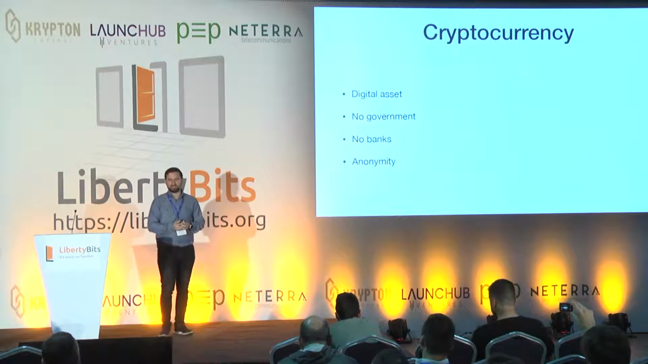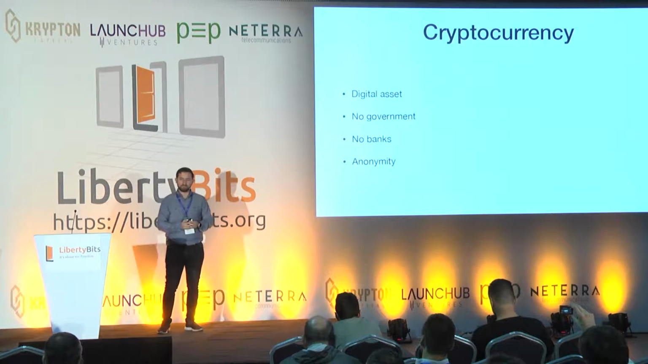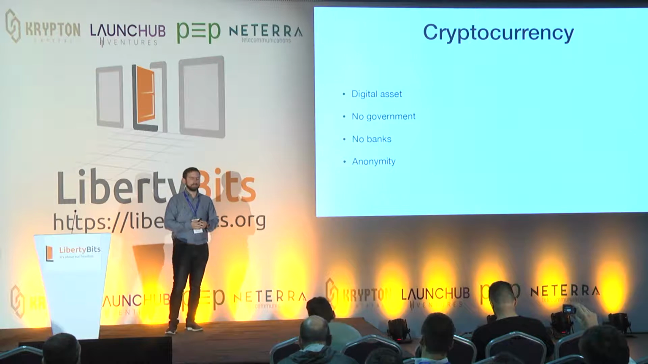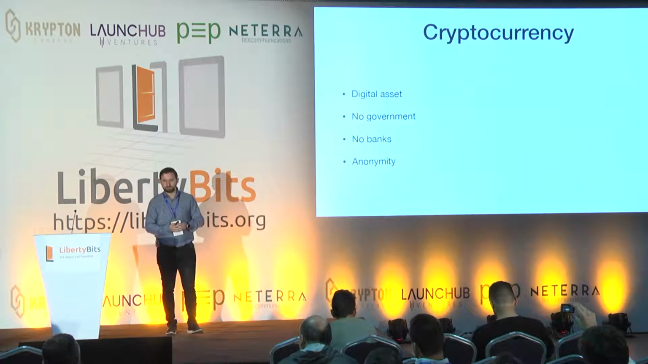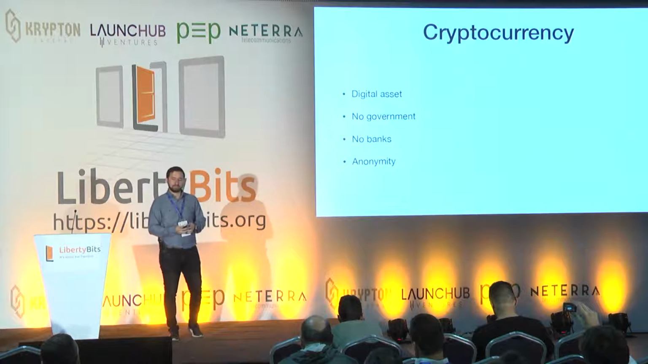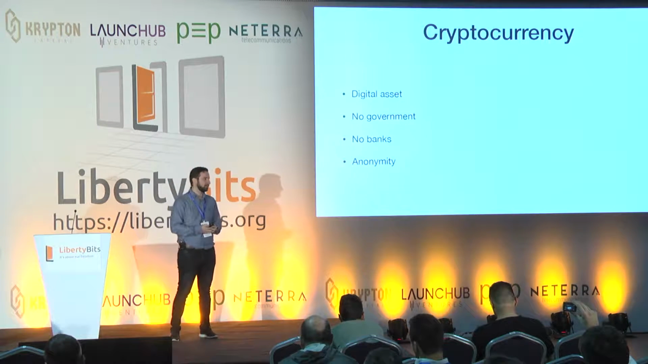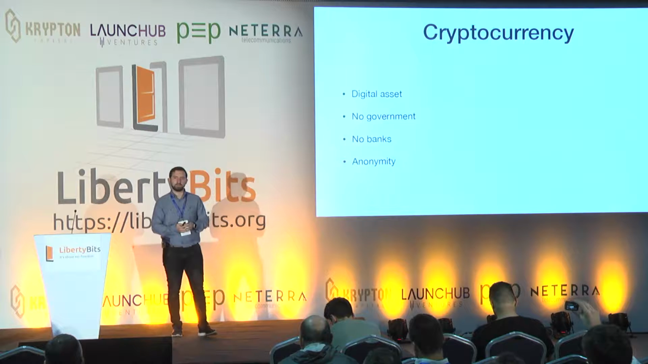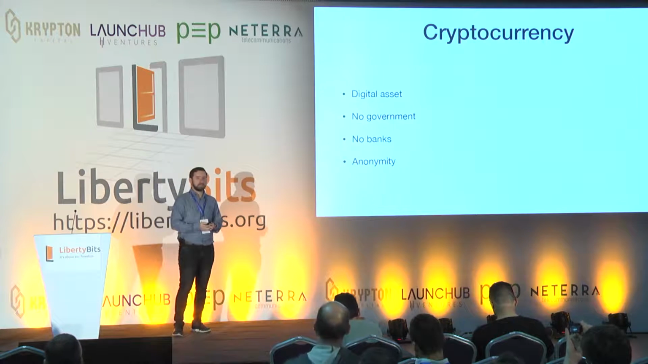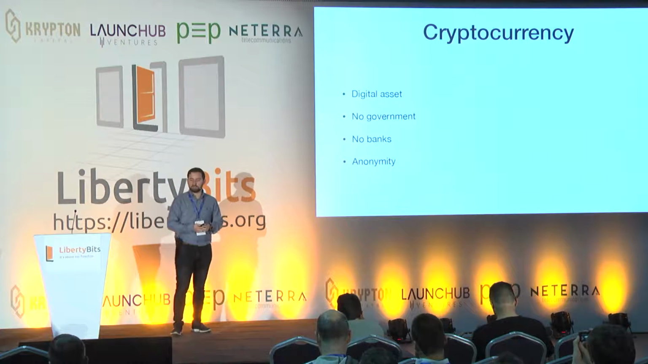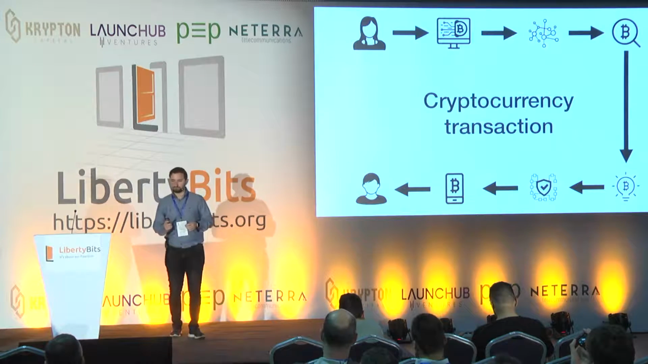What is cryptocurrency? It is a digital asset, first of all. There is no government and there are no banks, and it is said to be anonymous. Actually, it is pseudo-anonymous for most of the currencies, but others are completely anonymous, like Zcash and Monero.